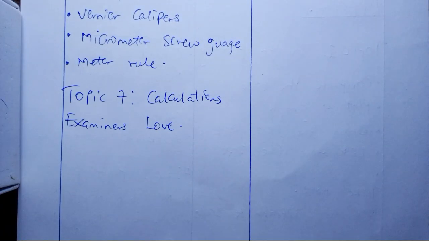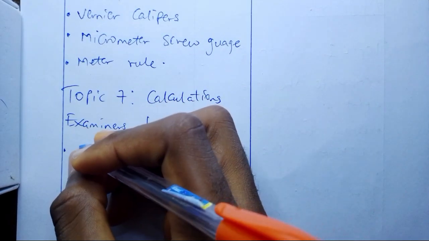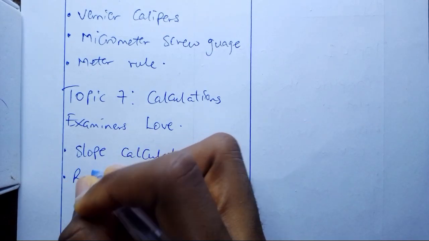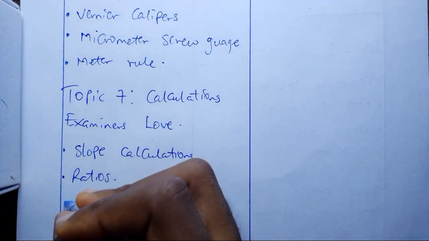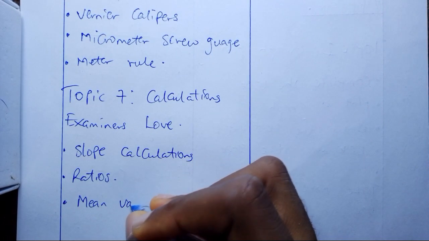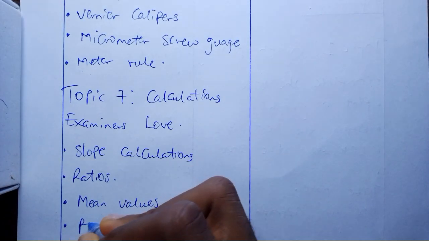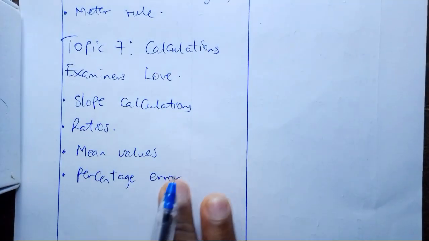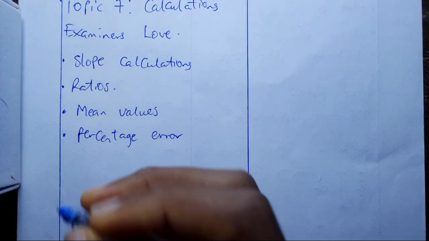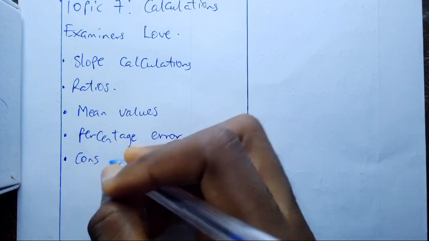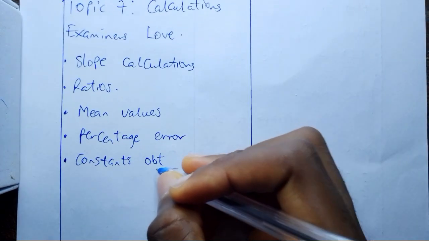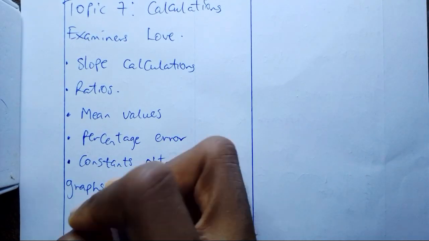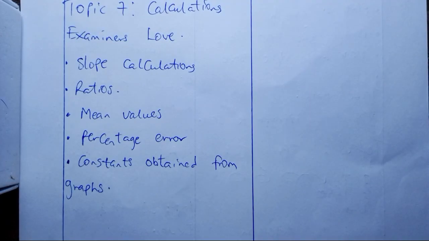Pay special attention to slope calculations, ratios, mean values, percentage error, constants obtained from graphs. These calculations usually appear after practical observations have been recorded.